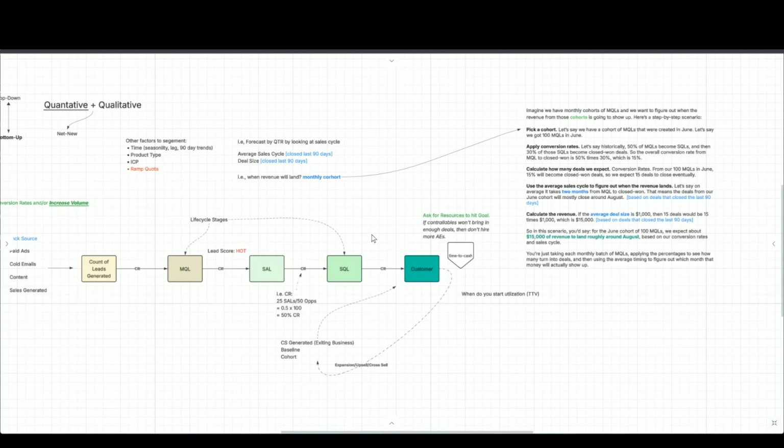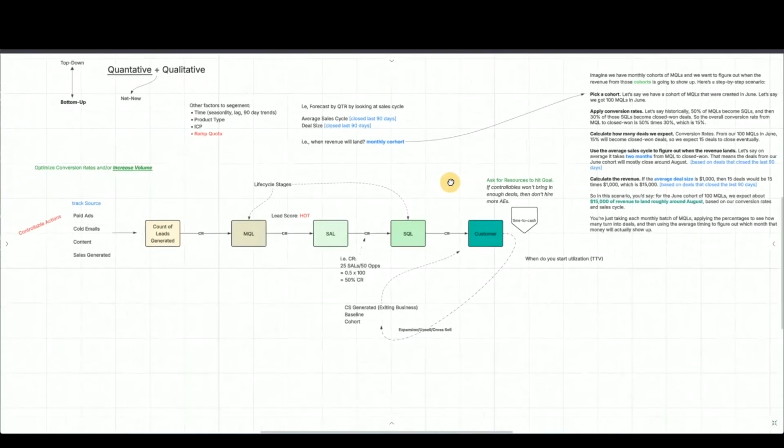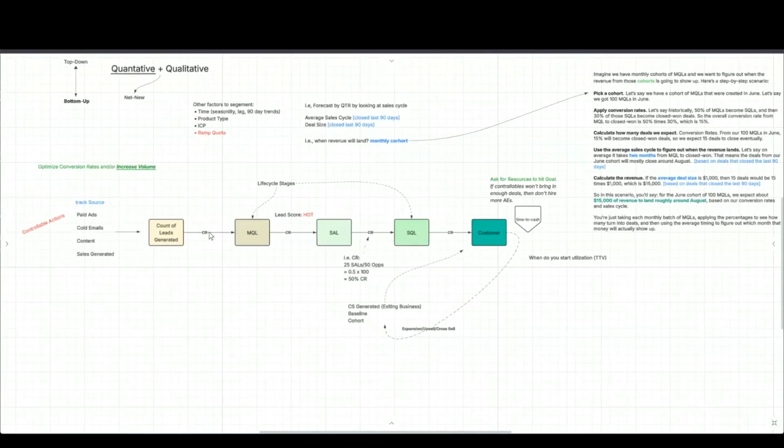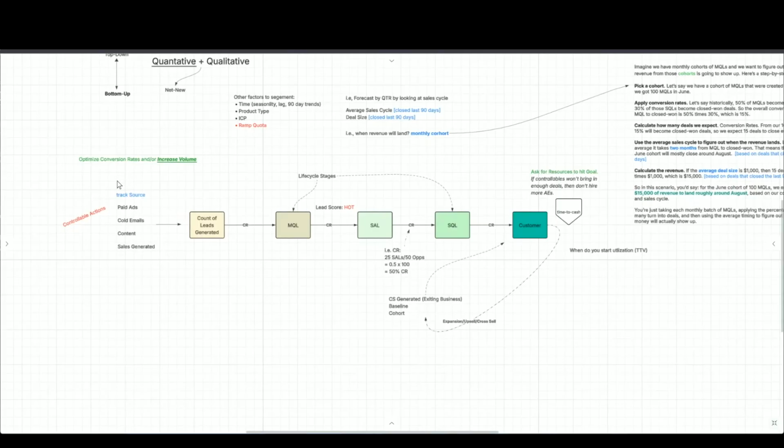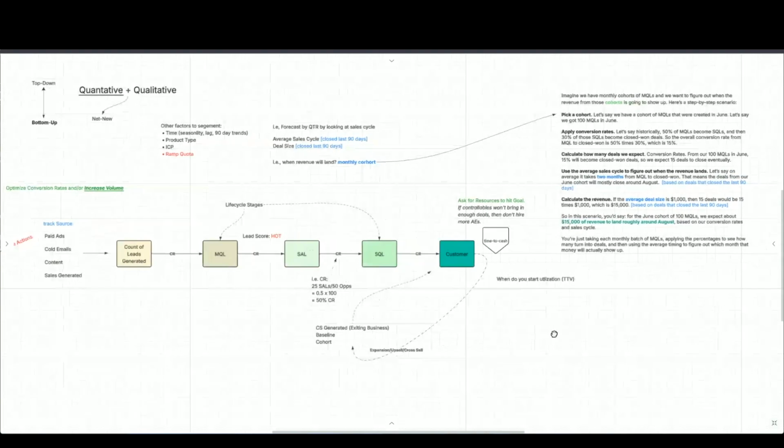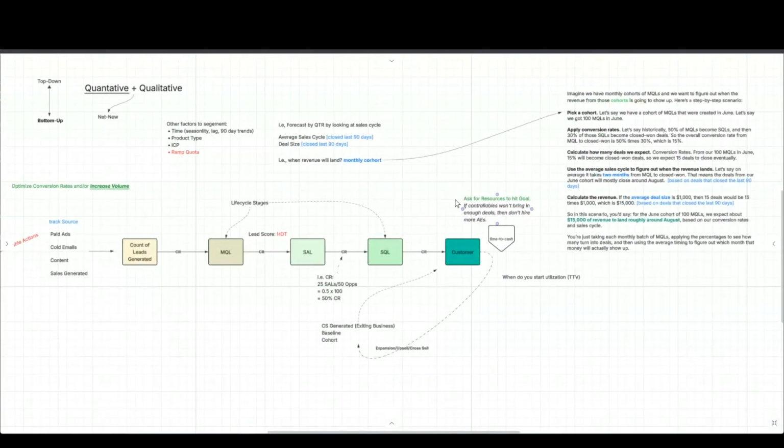So this is basically a high-level overview, I think, from a forecasting standpoint. The biggest thing is capturing the conversion points from different sales cycle stages, and then taking that and figuring out how much input we need to get the output, okay? And then yeah, that's about it. Let me know if you have any questions.